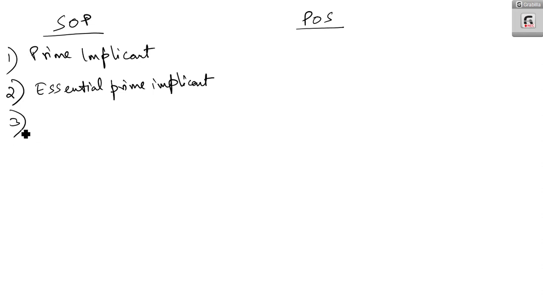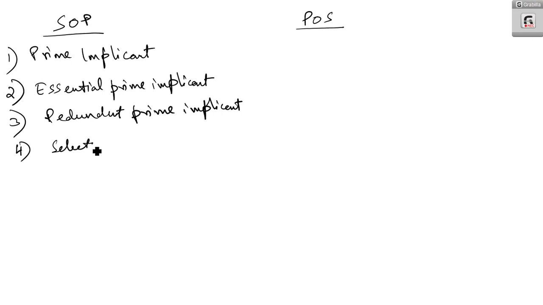Third one, what is selective prime implicant? What is redundant prime implicant? And the last one, the fourth one, that is selective prime implicant.